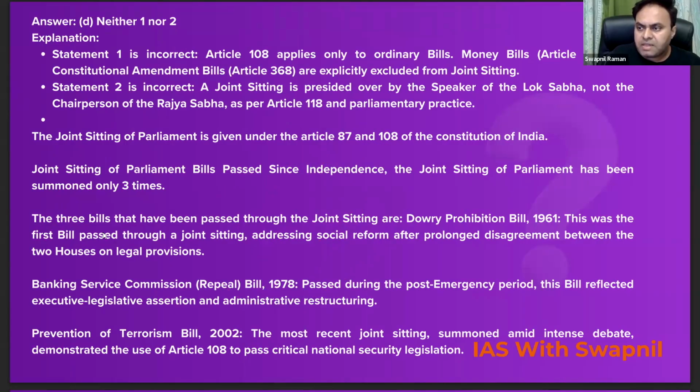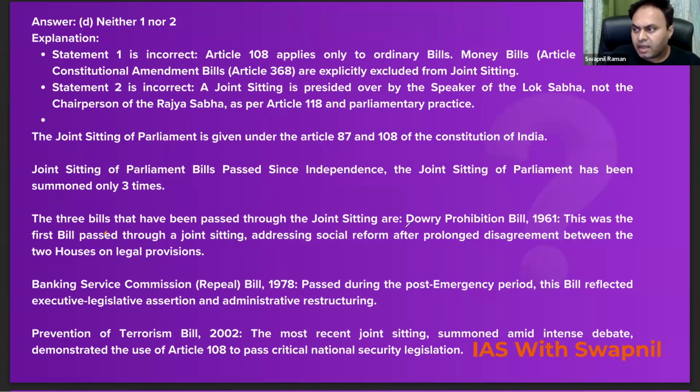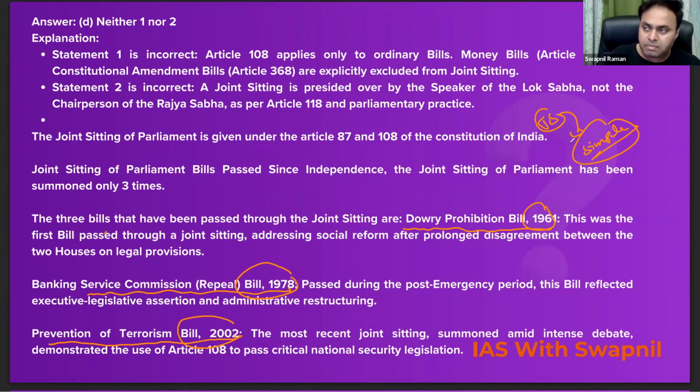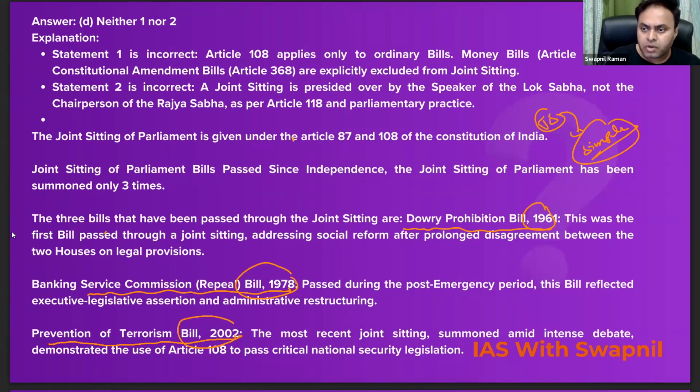So three bills that have been passed through the joint sitting are the Dowry Prohibition Bill of 1961, then the Banking Services Commission Repeal Bill of 1978, and the Prevention of Terrorism Bill of 2002. One more thing दोस्तों याद रखिएगा, जब भी इस तरह की joint sitting होती है तो joint sitting के केस में जो bills हैं वो simple majority के थ्रू पास किए जाते हैं, not through the special majority. Clear? So this was the last क्वेश्चन ऑफ टुडे सेशन.